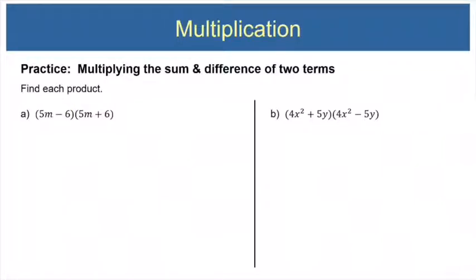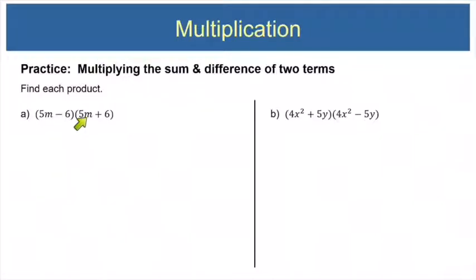Every time that we see we can. So here we have 5m minus 6 times 5m plus 6. To use this shortcut, you need to notice that you have the same two terms in both pairs of parentheses, but one is a sum and the other is a difference. A sum and a difference of the same two terms. And that way we know in advance that the two middle terms are going to add up to zero.